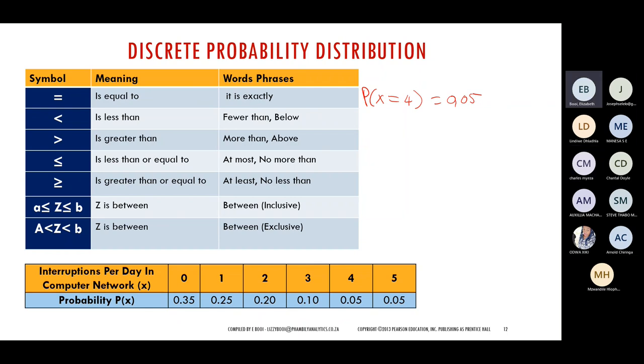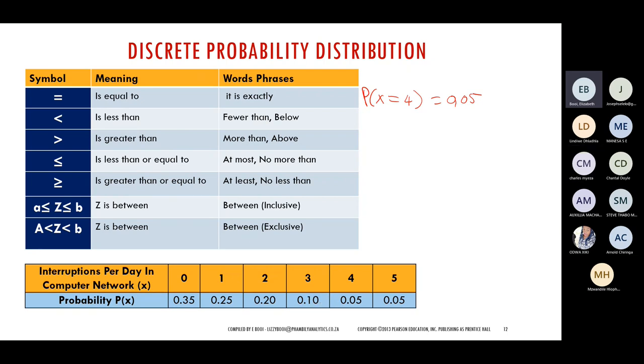What is the probability that exactly 3 interruptions will happen in a day? That's your question. You just come here and get to 0.1. That will be 0.1.